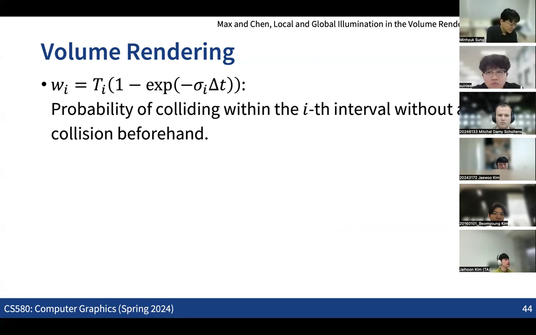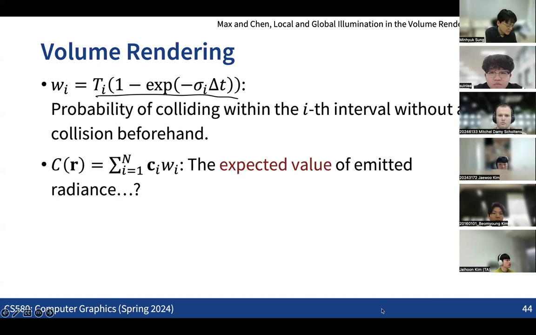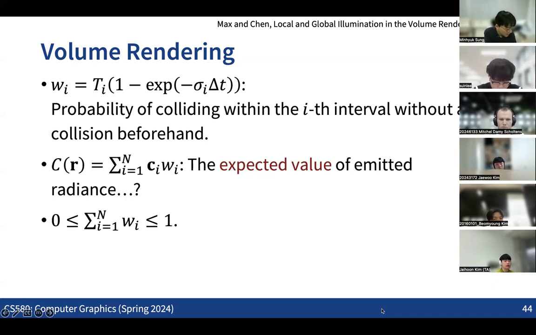Yeah, so as I said, now this becomes a term for the probability, like how likely the ray will collide at any point inside the interval over the ray. Then this should be some expected value of the radiance they see here, since W is a probability. But if this were really an expected value, W should have a probability distribution, which means that if we take the sum of all the probabilities, the sum should be exactly one, right?